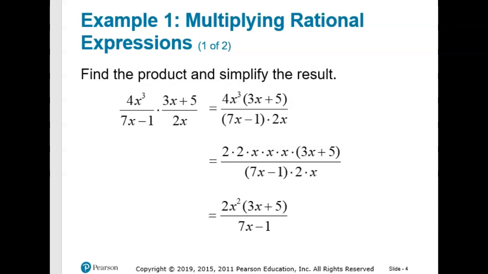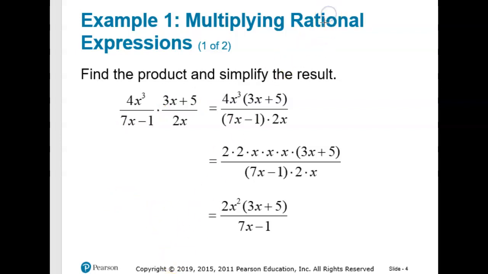So let's take a look at our first example. 4x cubed over 7x minus 1 times 3x plus 5 over 2x. It's important to think of those with operations of addition or subtraction as being grouped together. So you'll see in the next step they have parentheses here and here so that you remember that those are grouped together and the 3x cannot be canceled with anything else. It is grouped and you may not ungroup that.